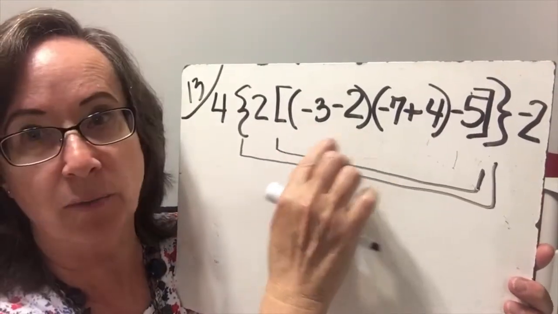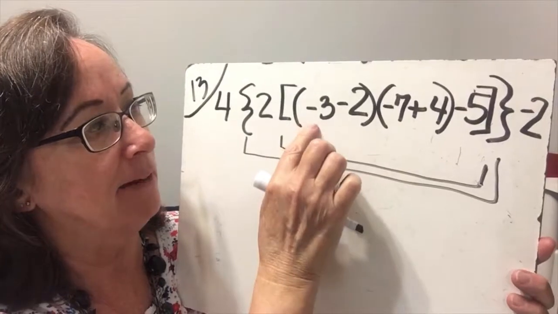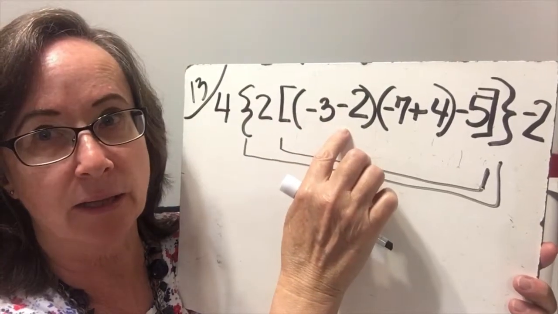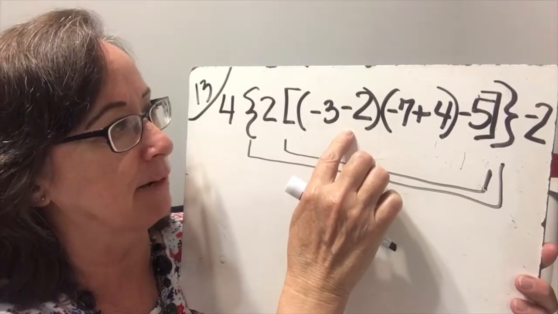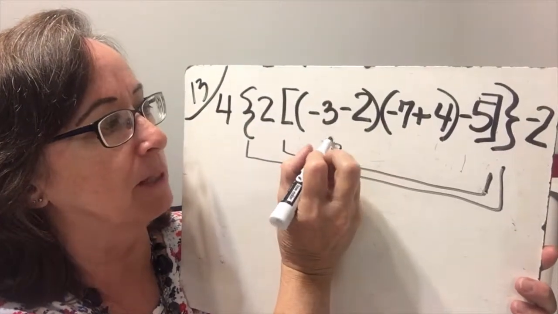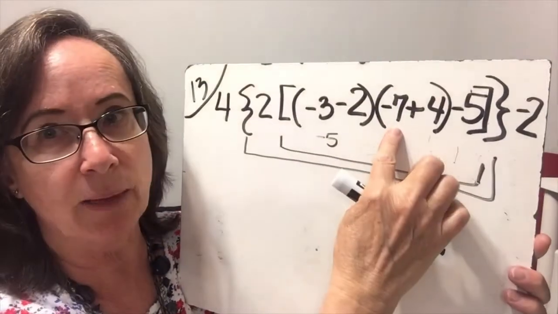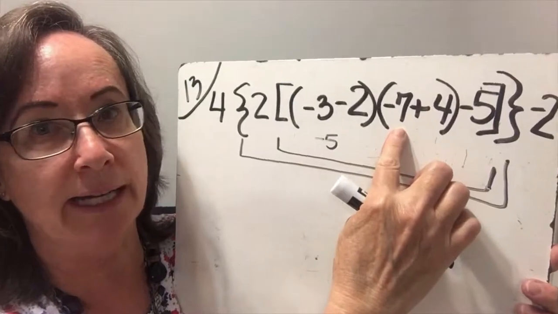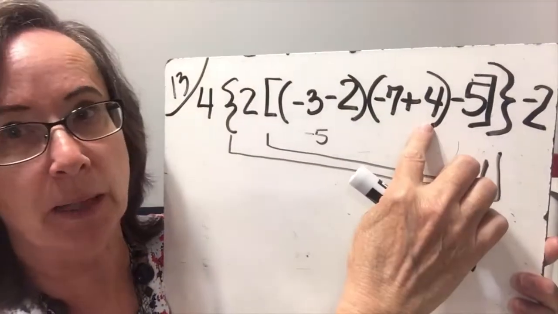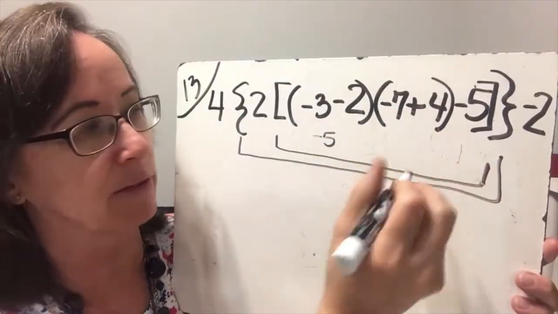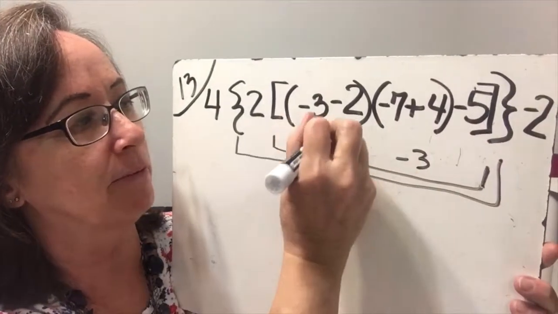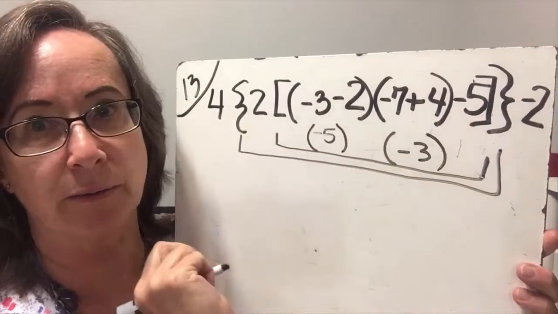So here is the one we're going to do first. -3 minus 2. -3 minus 2 is -5. So this one is going to be -5. And then we have another symbol of inclusion right here, which is -7 plus 4, which is -3. But notice that both of those are in their own parentheses.